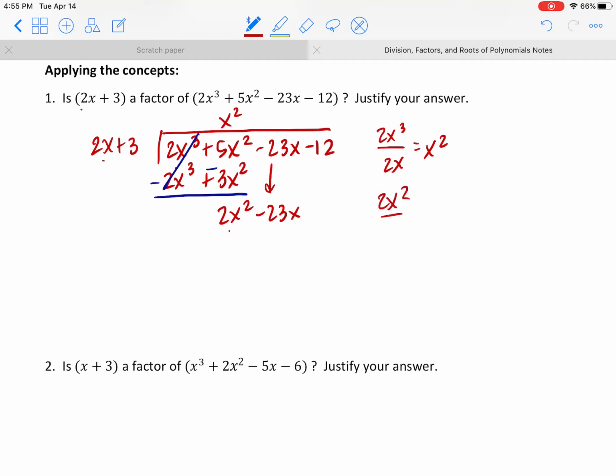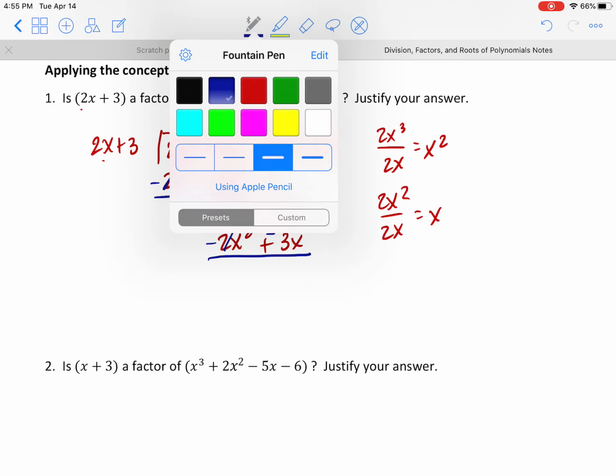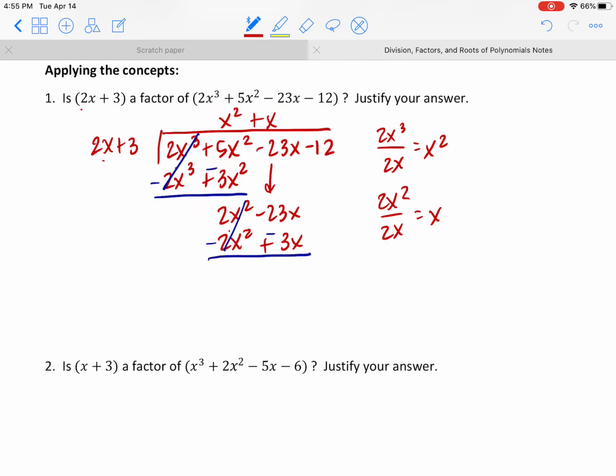I'm going to bring down my minus 23x and do that again. First term divided by first term. This time it's 2x squared divided by 2x, so I get x. So plus x here. X times 2x is 2x squared. X times 3 is 3x. Gotta subtract. So subtract, those cancel. Negative 23x minus 3x is going to give me negative 26x. Bring down my next term and go one more time.